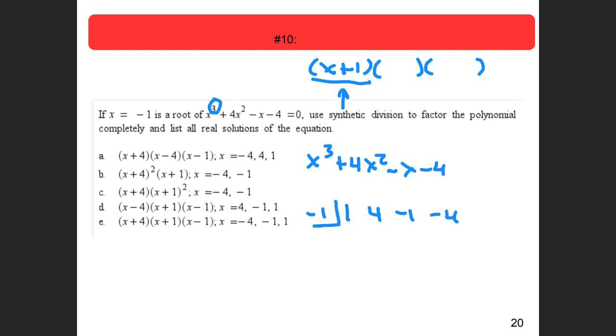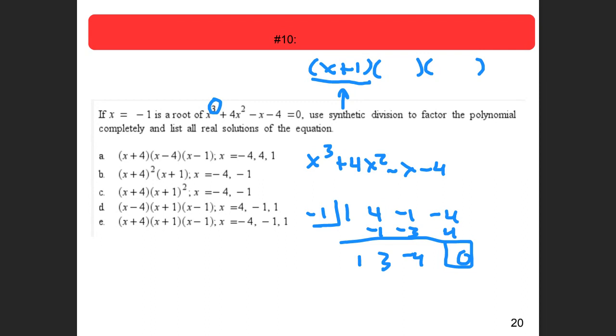So I'm going to use negative 1 in here, bring down the 1, negative 1 times 1 is negative 1. And I know for a fact that the remainder has to be 0. If this doesn't turn out to be 0, then this is not a factor, right? So I know it has to be 0. So that's going to be 3. That's going to be negative 3. It's going to be negative 4. Negative 1 times negative 4 is positive 4. Add straight down to 0. That is a factor. Awesome.